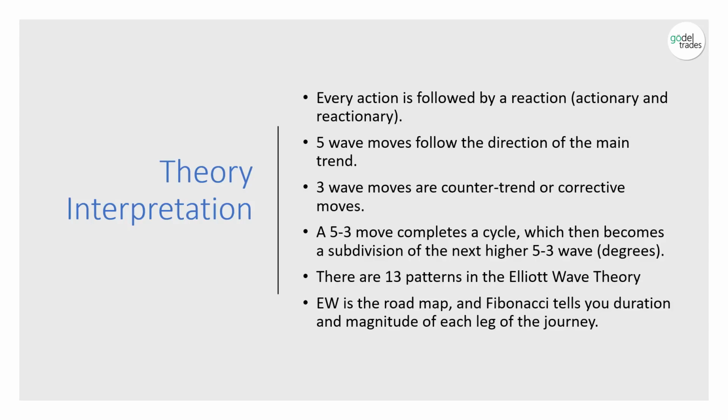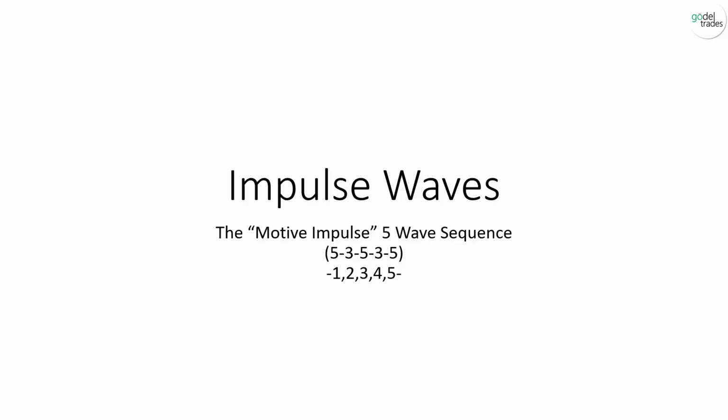So we combine Elliott wave with Fibonacci. When you combine Elliott wave with Fibonacci, essentially Elliott wave is your roadmap, and Fibonacci tells you the duration and the magnitude of each leg of the journey along the sequence. So let's start off with the mode of impulse.